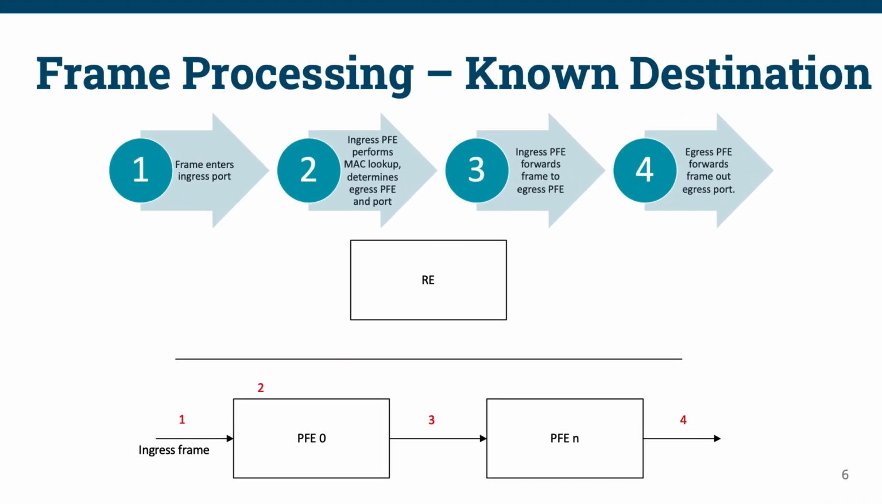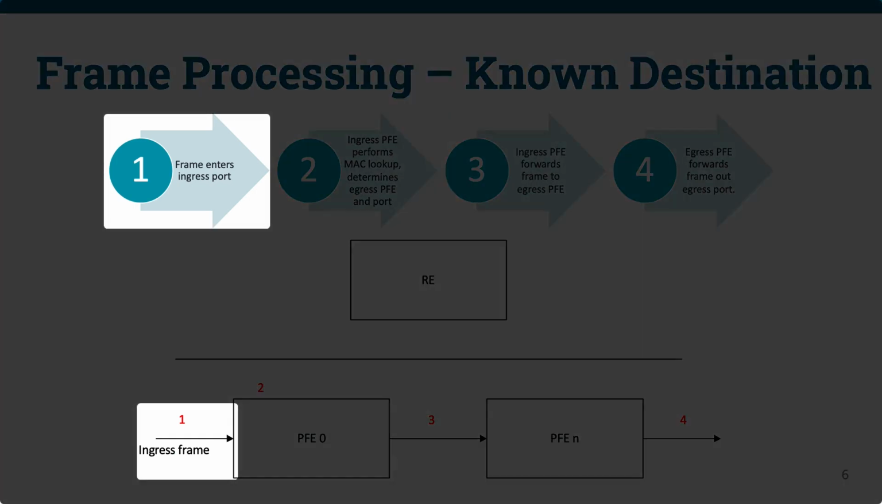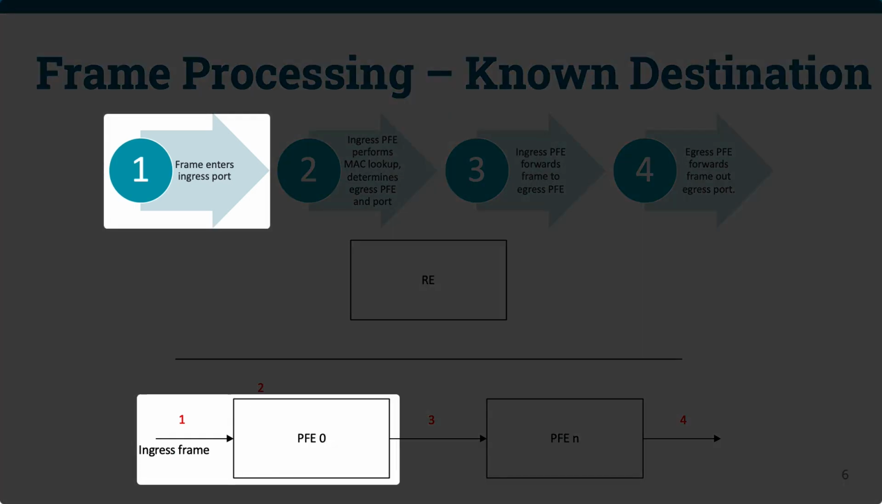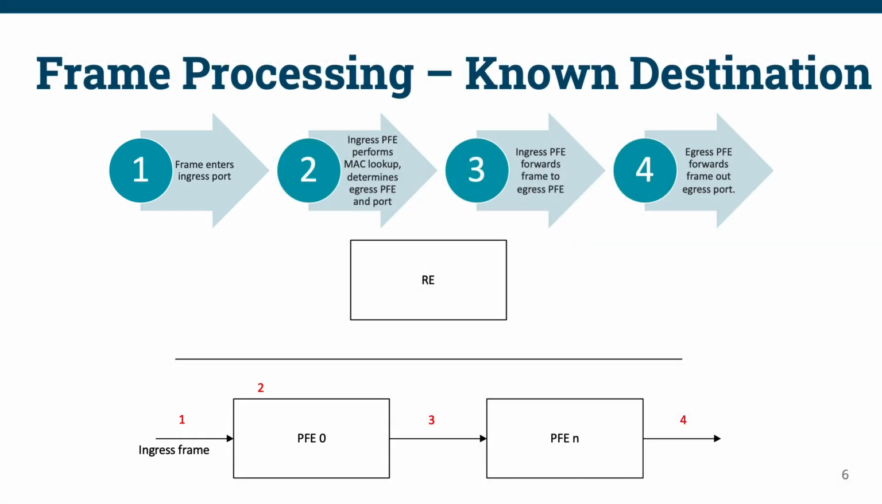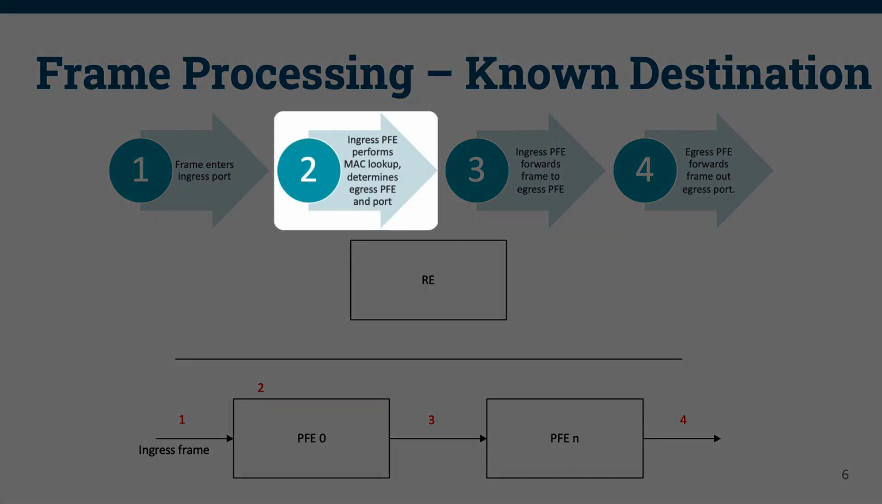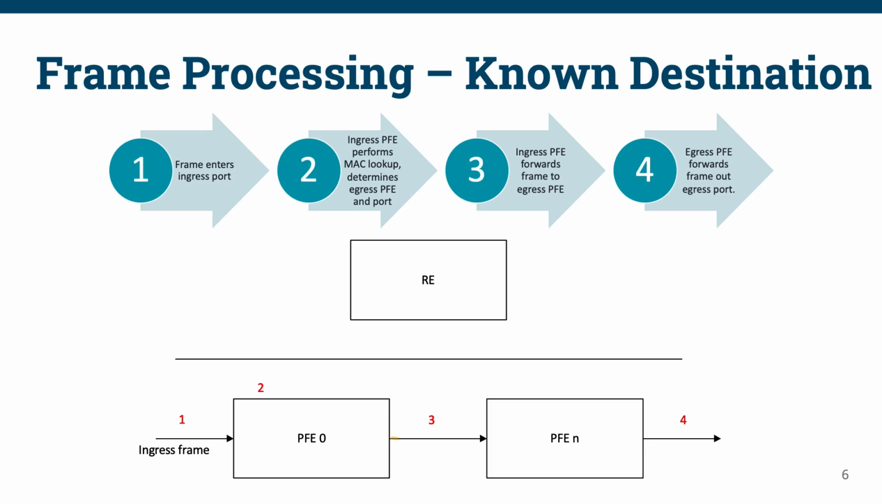In this flow, we see the same first step that the frame is received, ingress, on a port on PFE 0. PFE 0 performs a lookup and determines the egress PFE and port to reach the destination MAC address. The frame is forwarded to the egress PFE and then forwarded out the egress port. This is transit traffic. Transit traffic is never seen by the routing engine, as the PFE already has all of the information it needs to successfully forward the frame.